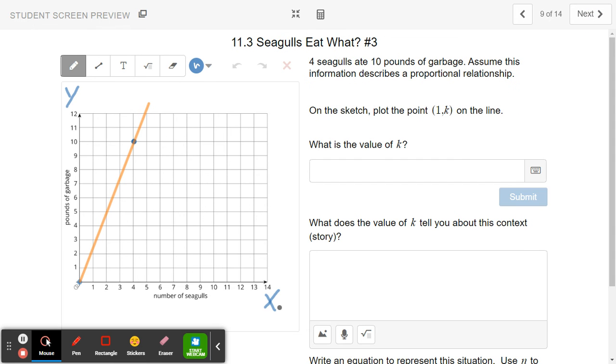So they have copied exactly what I put over there. And so it says on the sketch pad, plot the point 1, K on the line. So what that means is, remember, 1, K simply means what is the K? What's the y value, which is in this case, the K is the COP, when the number of seagulls is 1, where does that hit this line? Okay, so that's what they're telling me.